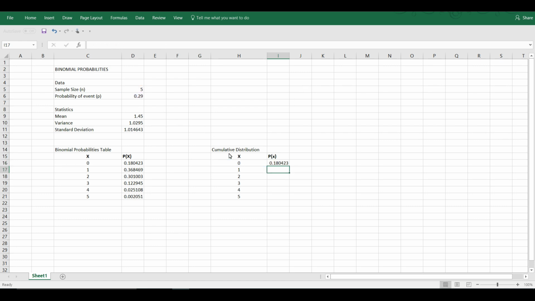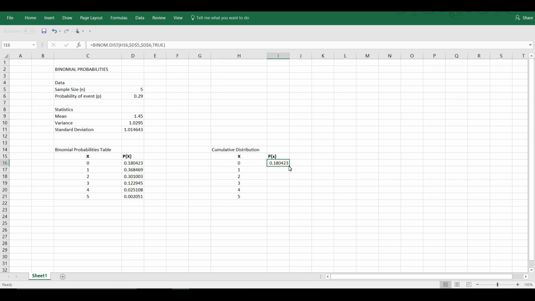Now when I hit enter, we're going to get the same answer because cumulative to 0 is the same as not cumulative to 0 because there's nothing before it. But this number here, cumulative to 1, should be 0 plus 1. 0 plus 1 is 0.180423 plus 0.368469. So if you add those two together, we should get the cumulative to this point here.